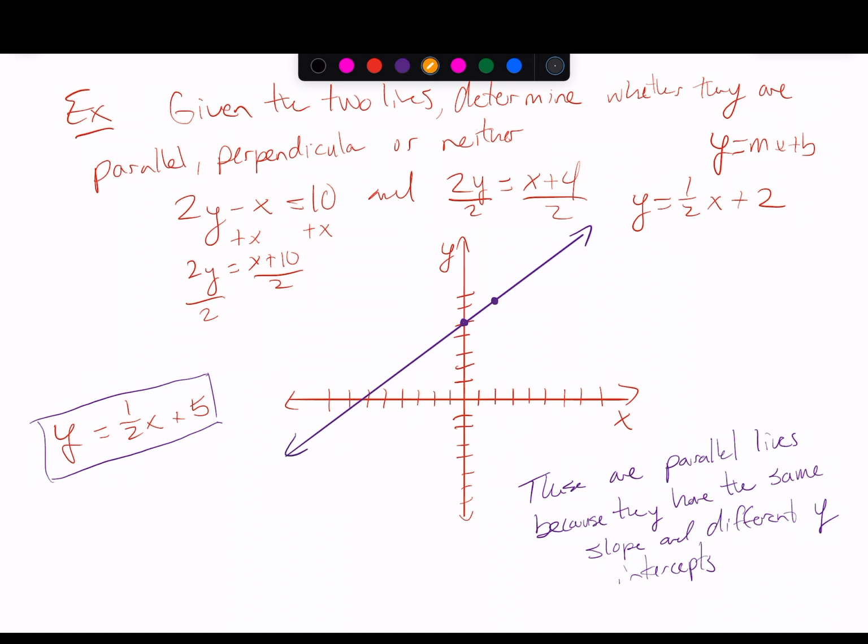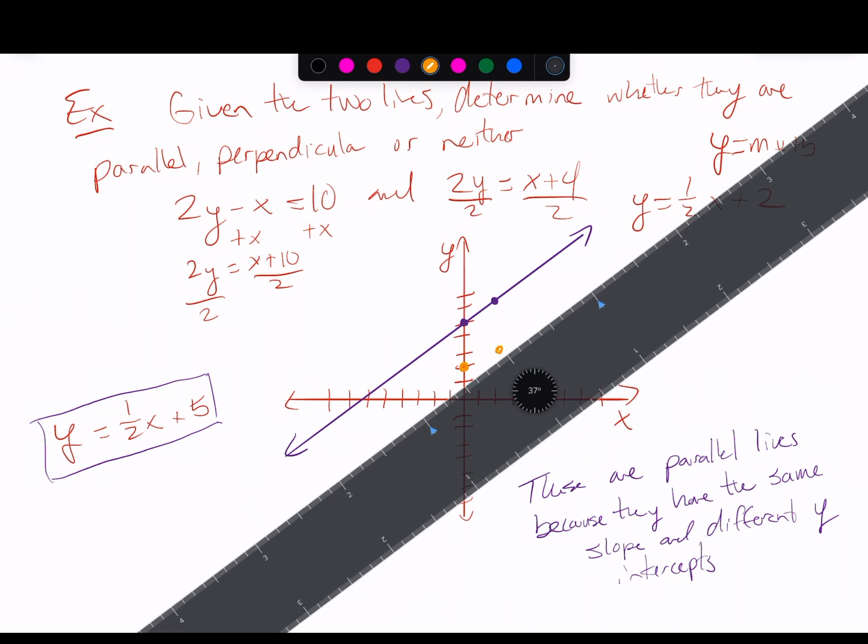Let's change colors and do the second equation. Where does it cross the y-axis? Well, when x is 0, y is equal to 2. And again, we'll choose 2 as our point for x, which, 1/2 times 2 just gives us 1. 1 plus 2 is 3. So when x is 2, y is equal to 3. Again, we'll get the ruler out.